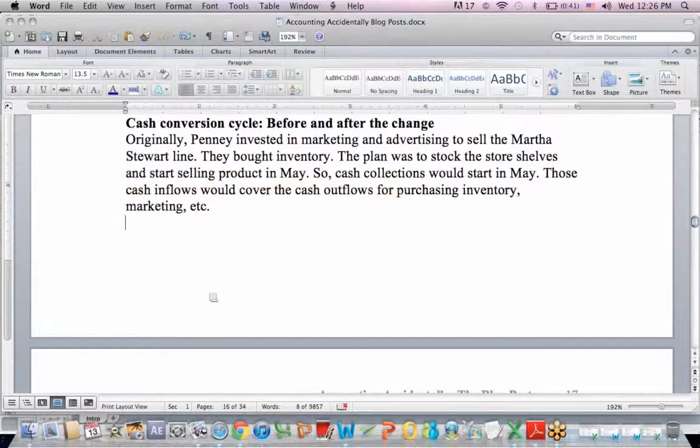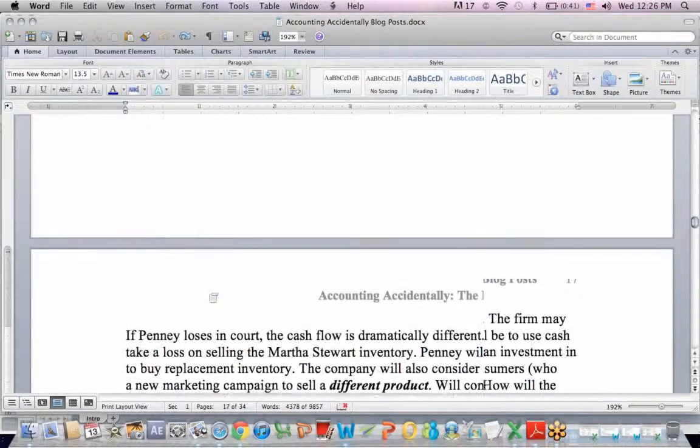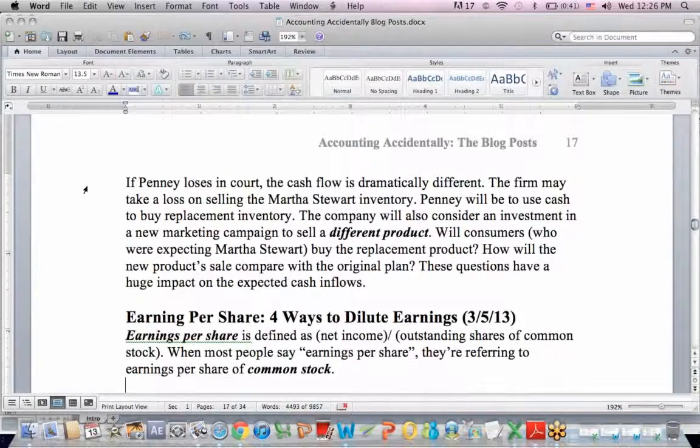But now let's think about if they have this court loss, and we don't know if they do yet or not. The cash flow can be dramatically different. First, Penney's may take a loss on reselling the Martha Stewart inventory to someone else. They need cash to buy the replacement inventory, and they have to consider a new marketing campaign to sell a different product. One more question.